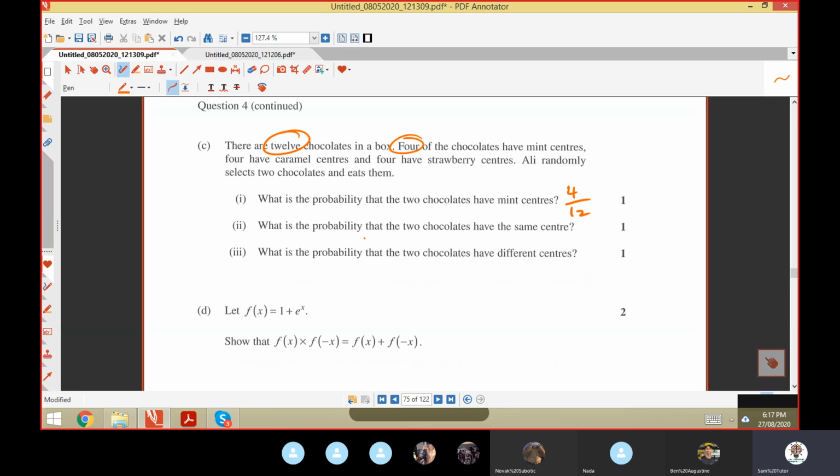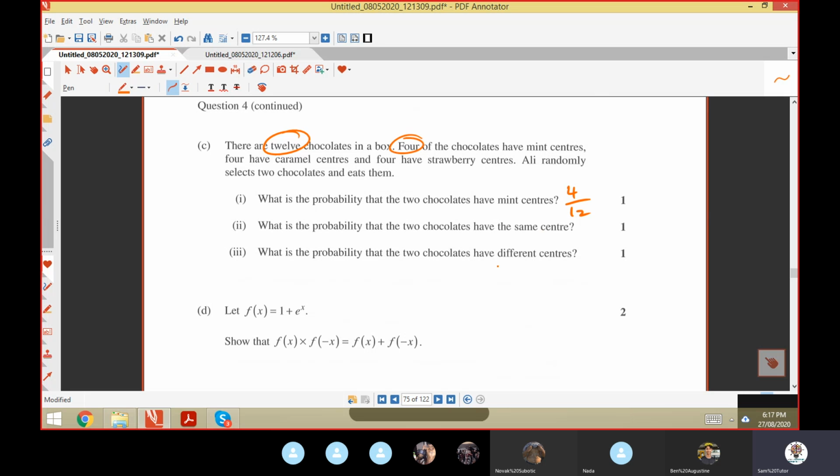Hold on. What is the probability that the 2 chocolates have the same center? So it's got to be mint, mint, caramel, caramel, strawberry, strawberry. Yeah, I don't know if I'm happy with the 4 over 12. What is the probability that the 2 chocolates have different centers? Is it 1/6 because we take the 2 chocolates? Yeah.